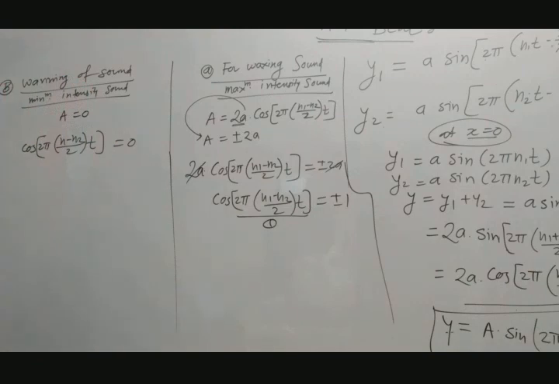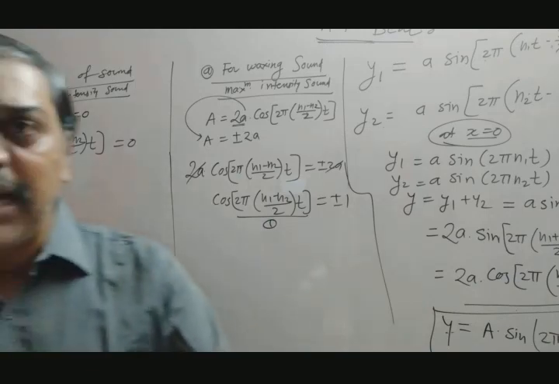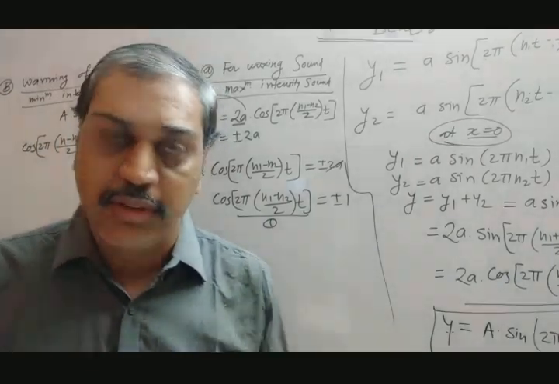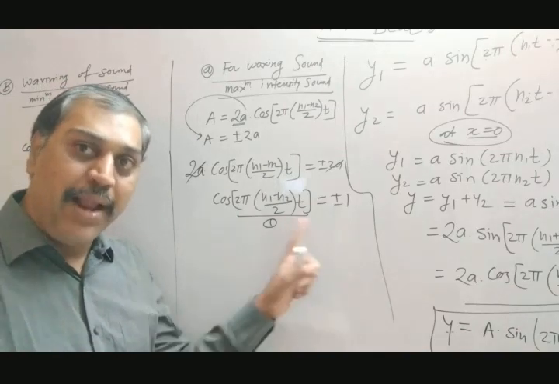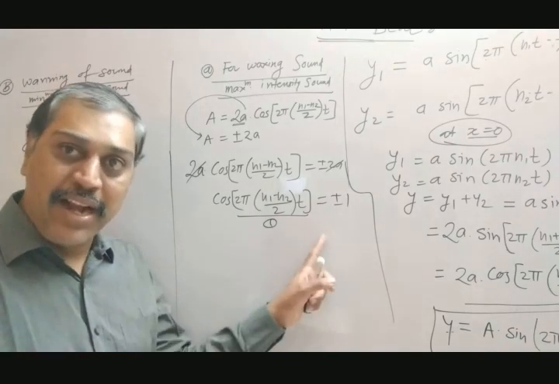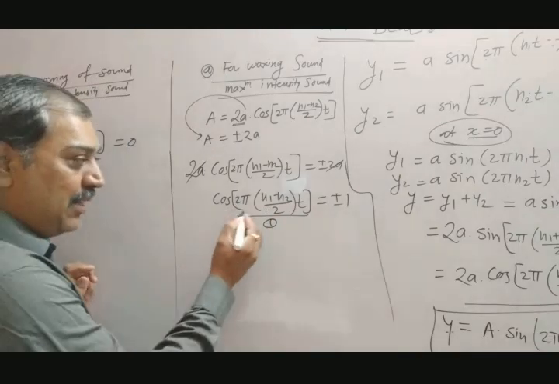Then it becomes plus 1 again. If we consider the first condition, when theta is 0, cos 0 is plus 1. The second condition is when theta is π. Cos of π is minus 1. At 2π it is plus 1, at 3π minus 1, and so on.